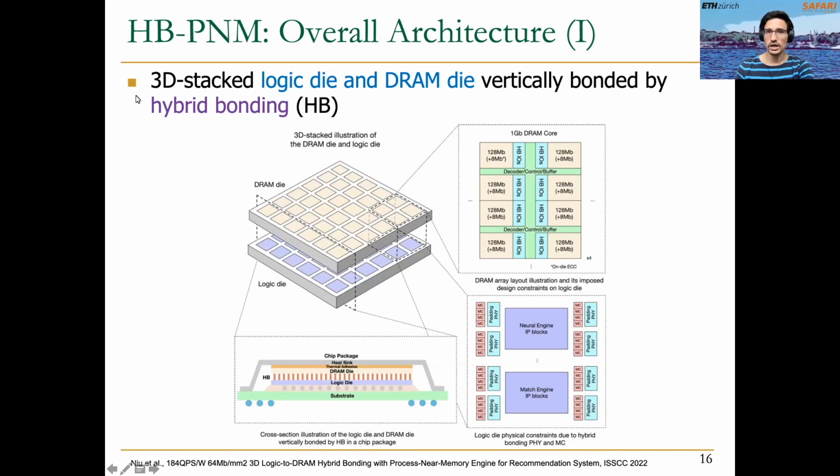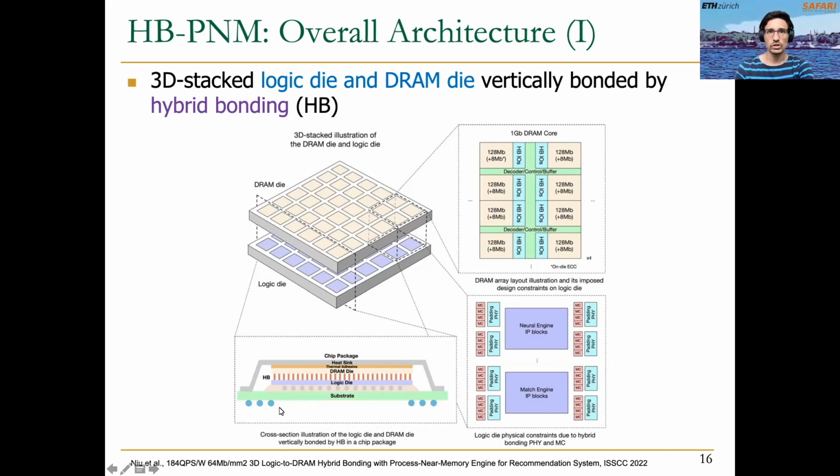Interesting. A special characteristic of this architecture is that it's based on a logic die and a DRAM die that are vertically bonded by a technique called hybrid bonding. As you see it in the slide, it looks something like this. We have one layer of DRAM, we have one layer of this logic die for logic processing elements. The DRAM die is composed of these DRAM cores of 1 gigabit, and in the logic die, as we will discuss, we have two main types of engines. One is called the neural engine, the other one is called the match engine, and they are targeted at different steps of the recommendation system.